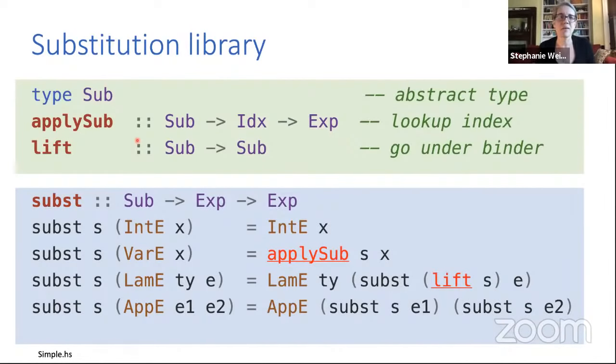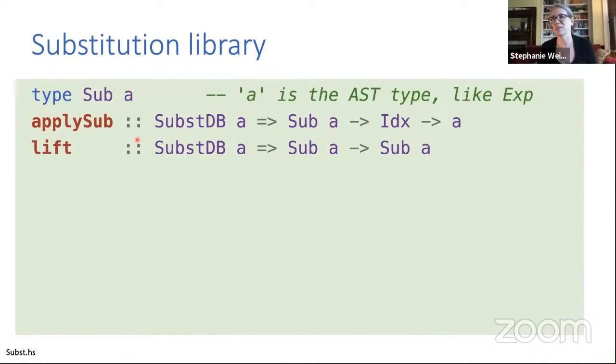Now, there is one problem, which is we're not really a general purpose library yet, because this apply sub operation is still specialized to the language that we're implementing, the simply typed lambda calculus. So let's generalize a little bit more. We'll add a type parameter to our abstract substitution type, and our two operations will take a substitution that is parameterized by what type of result we will get when we apply our substitution. So apply sub is going to take an index and get us an A if we have a substitution for A's. And lift will just modify that substitution. Both of these operations may need additional information from the specific language to be able to implement.